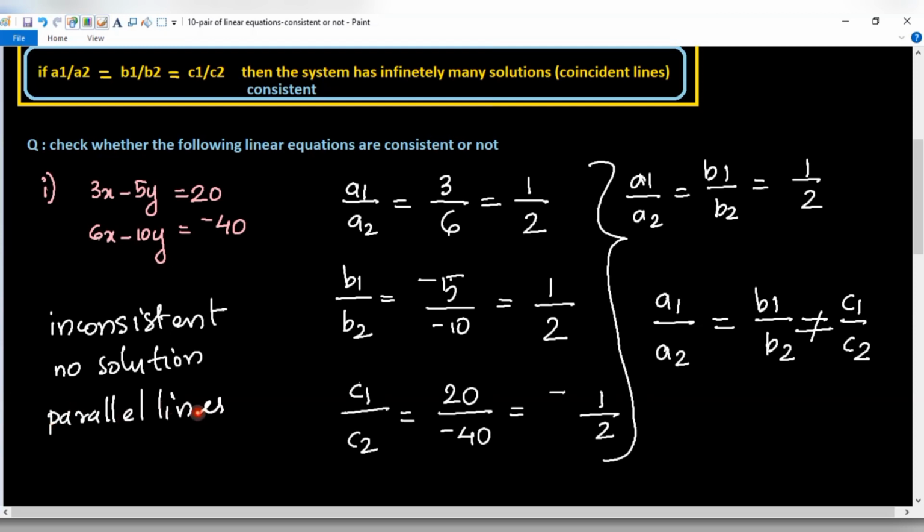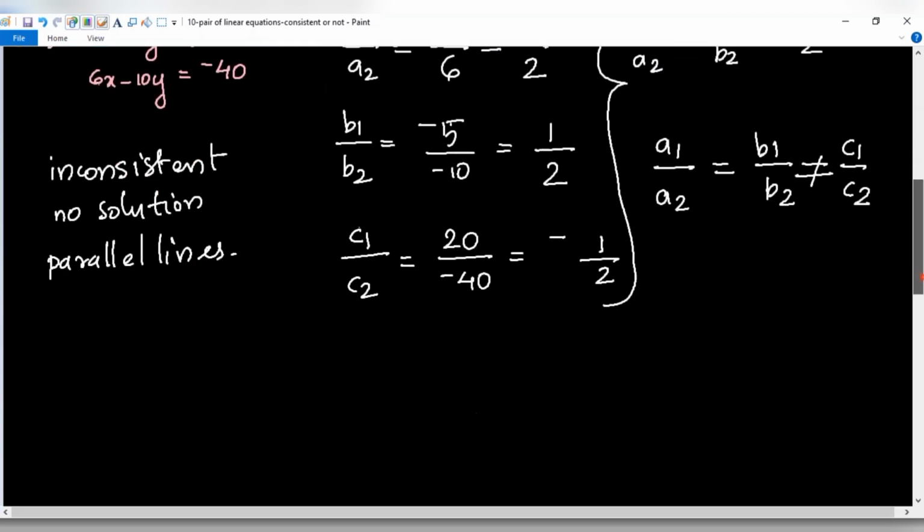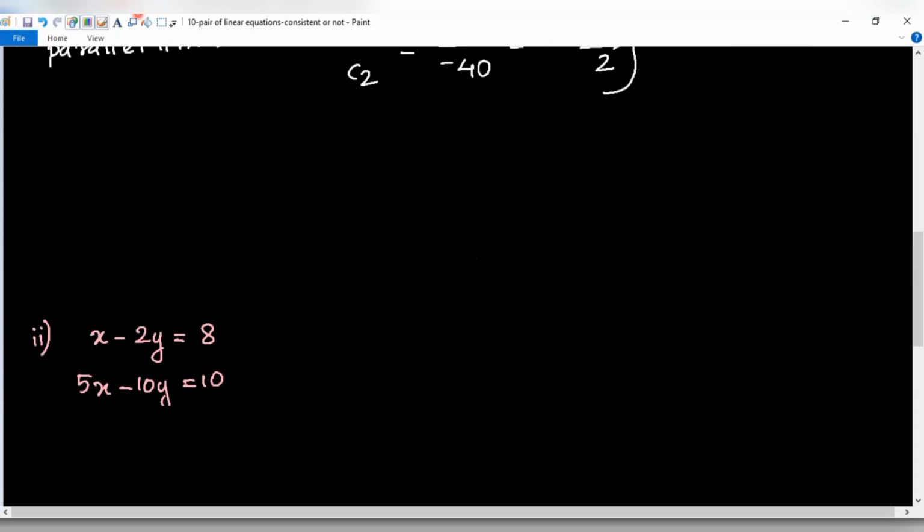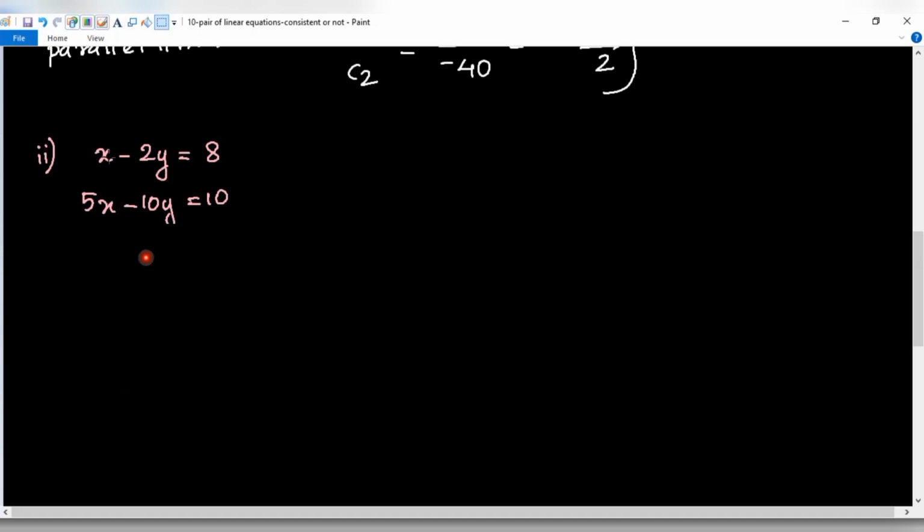Okay. Now let us check the second part, second question. This is the second one. See here, the given equations are like this. x minus 2y equal to 8. 5x minus 10y equal to 10. See, here also the constant terms are on the right side of the equal to symbol, for both the equations. So no need to rearrange the things and lose our time. Okay, we can directly do it.